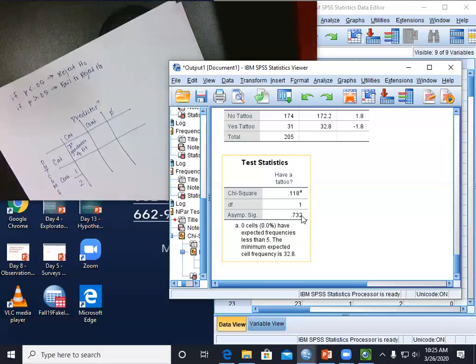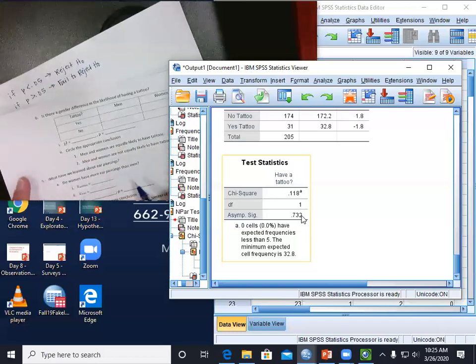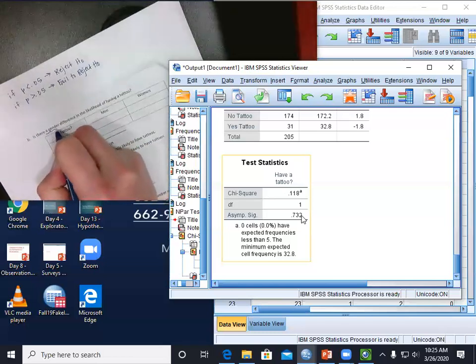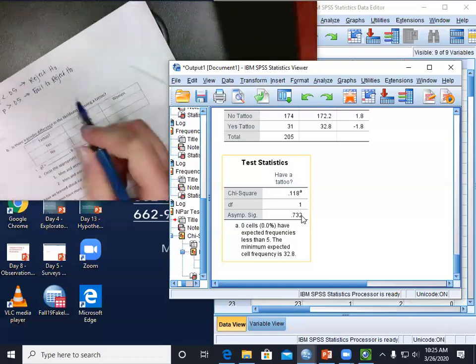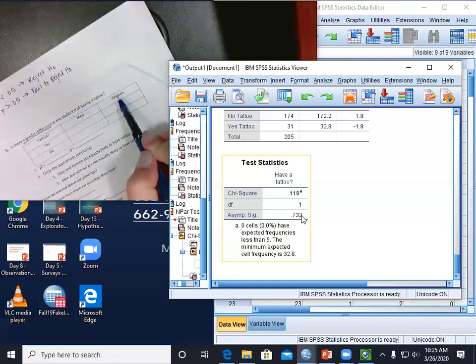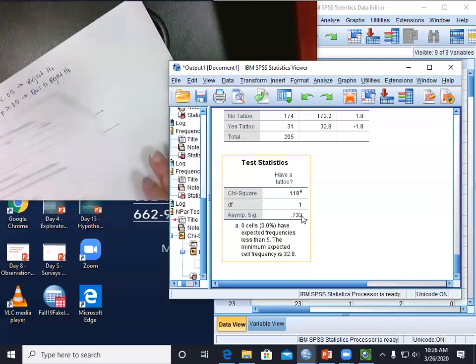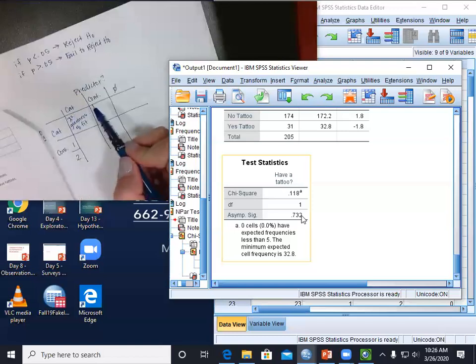Here in this question, is there a gender difference in the likelihood of having a tattoo? This is asking us to use this gender variable from our survey to divide our sample into two groups, men and women. All right, so we do have a predictor. We're using a variable from our sample to divide our sample into groups. And that predictor is a categorical variable.